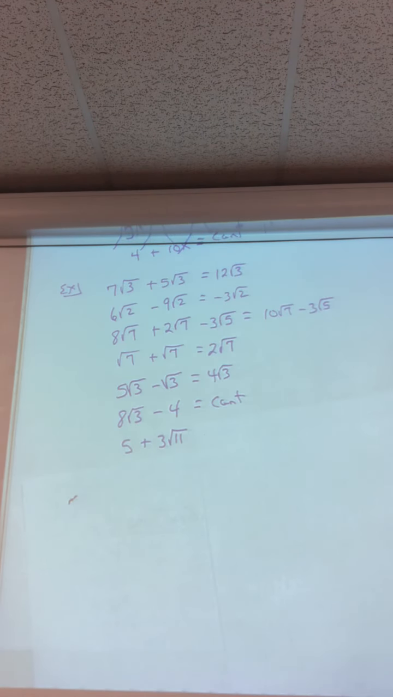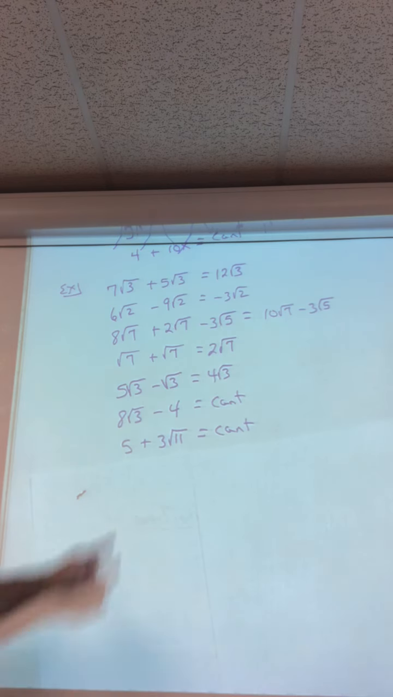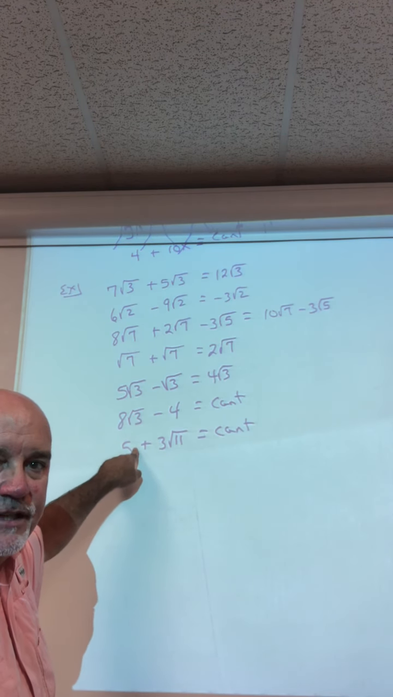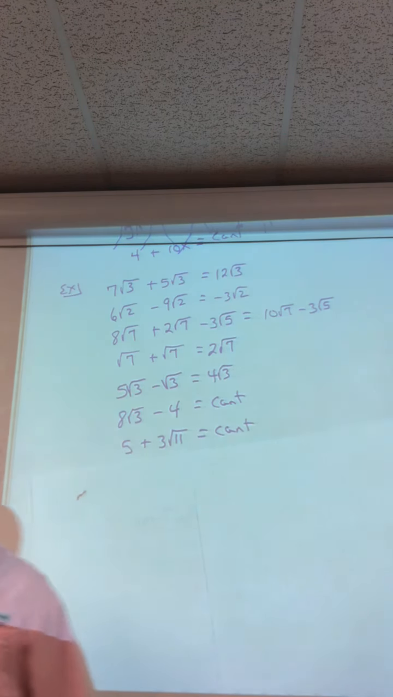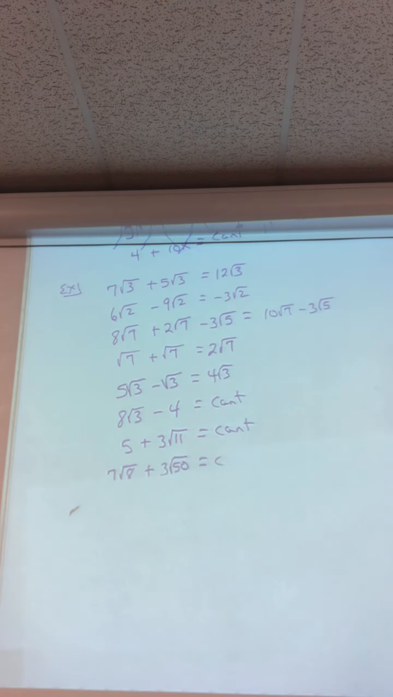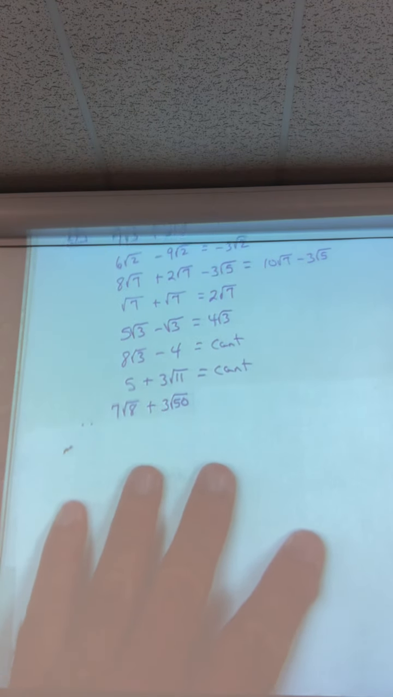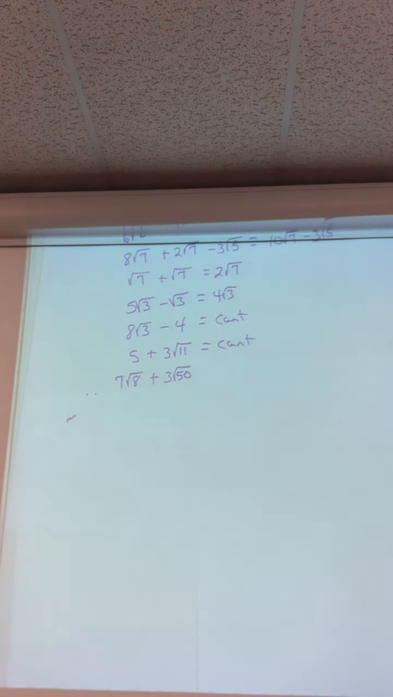5 plus 3 square root of 11. You can't. I know that it looks like that would be 8 square root of 11. But the only way you could add these is if this had a square root of 11 behind it. Okay, now, let's look at this one. I think this one was covered up. So copy this one. If you don't have this one down, copy it.